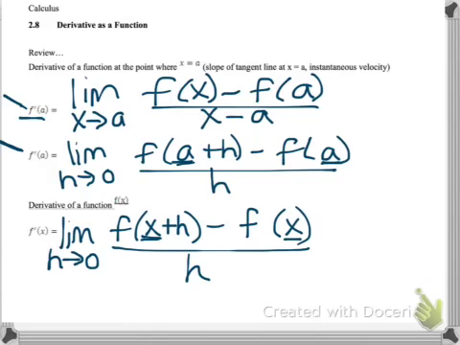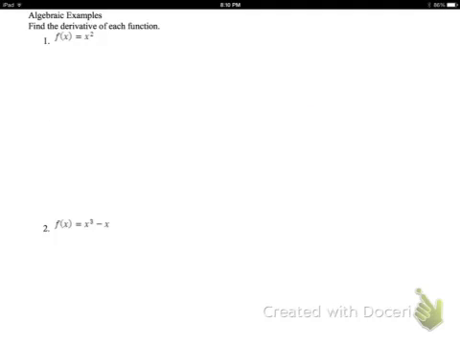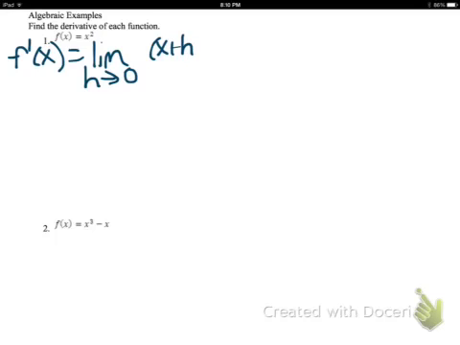Now I'm finding the derivative of, say, x squared in terms of another function. There's my first example, x squared. I want the derivative, so f prime of x would be the limit as h goes to 0 of f of x plus h. So I'm going to do x plus h squared, minus x squared all over h. So f of x plus h, minus f of x. f of x is just the original function.